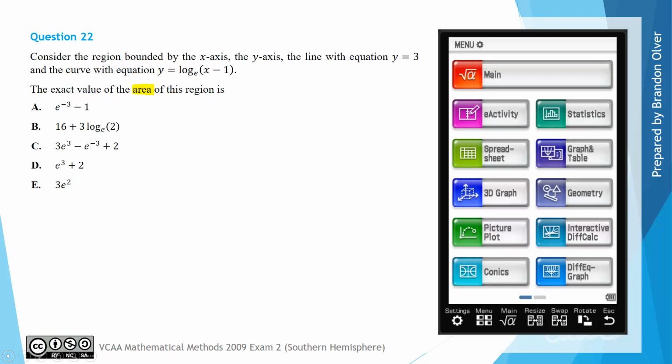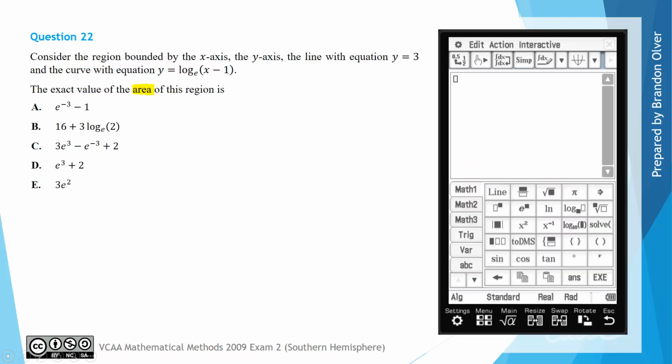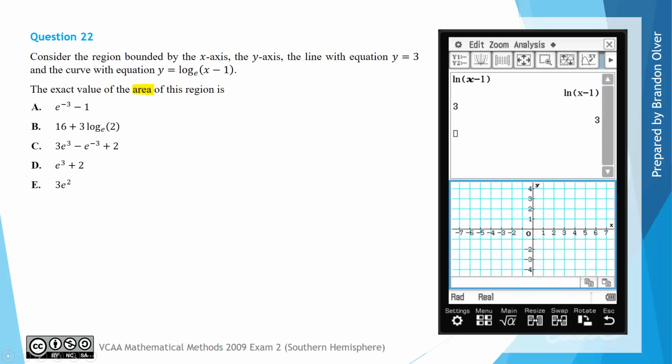On the CAS calculator, go into the main menu. Now what we want to do is sketch the graphs, and firstly it is of log e, so we can use ln to represent log e on the calculator. So it's going to be log e of x subtract 1. And then the second graph that we want to sketch is just y equals 3. So clicking on the graph button, we can drag those graphs down one at a time. So that's the graph of log e of x subtract 1. And then this is the graph of y equals 3.